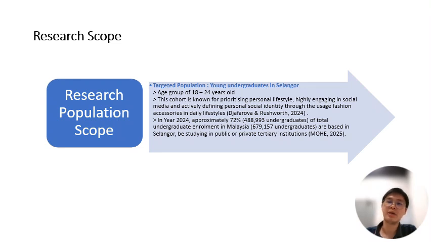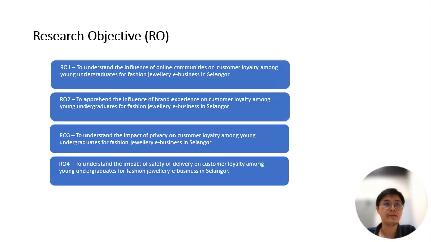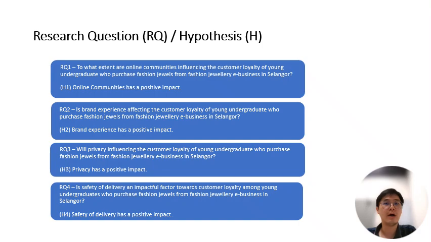The population that we're talking about here is young undergraduates in Selangor, aged 18 to 24 years old. And why this group? Because they prioritize personal lifestyle, and in fact, they like to go on social media and prove their social identity through the usage of fashion accessories. So this is something that we need to look into in this research. The RO, RQ, and also the hypotheses will later be addressed in the summary.